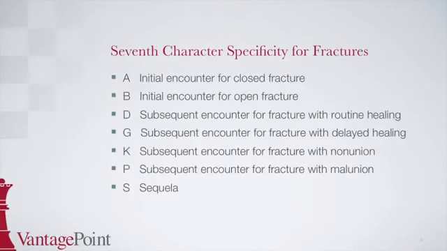This slide depicts all the seventh character options for traumatic fractures of all body parts with the exception of the limbs. You can see that we still have our 3 episodes of care: initial, subsequent, and sequela, but for initial encounters, which are seventh characters A and B, we need to indicate if the fracture was open or closed, meaning a fracture that did or did not break through the skin. For subsequent encounters, seventh characters D, G, K, and P represent a fracture with either routine healing, delayed healing, non-union, or malunion. And finally, S will always be for sequela.